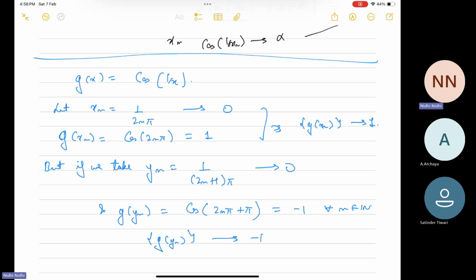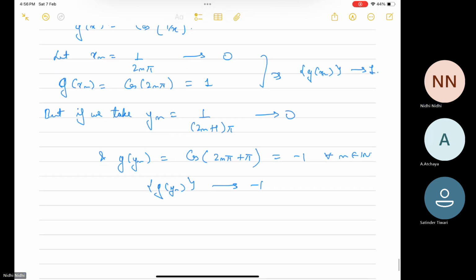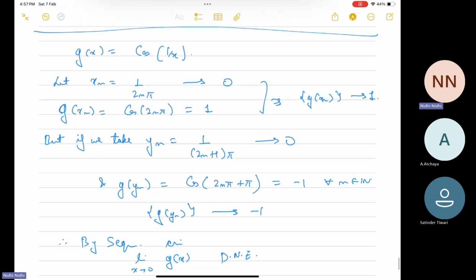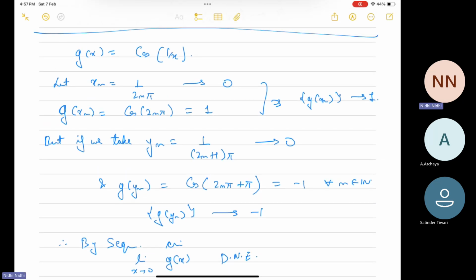But if the limit existed, then by the sequential criteria, the sequences g(xn) and g(yn) must converge to the same limit, which tells us that the limit does not exist. Thus, by the sequential criteria, the limit as x tends to 0 of g(x) does not exist. I hope this is clear now. This is not differentiable. Therefore, the function f is not differentiable.